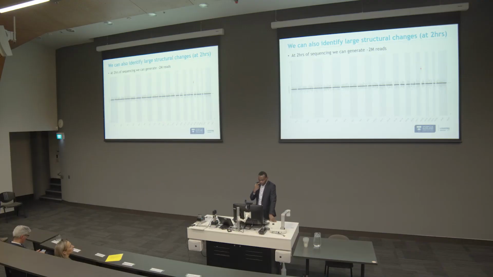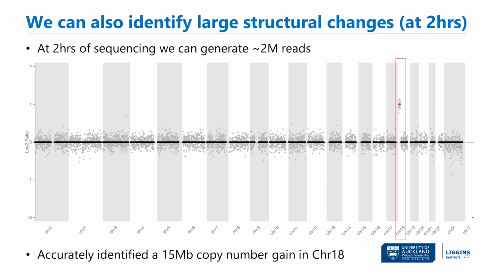And one of the most important things I would like to share, as I mentioned, during the adaptability of this sequencing technology, is that we can identify structural changes even at 2 hours. So looking at this plot, this is a plot showing chromosome 1 to 22 and the sex chromosomes, X and Y. And at 2 hours, we were able to generate 2 million reads. And each dot here at the center line indicates the reads.